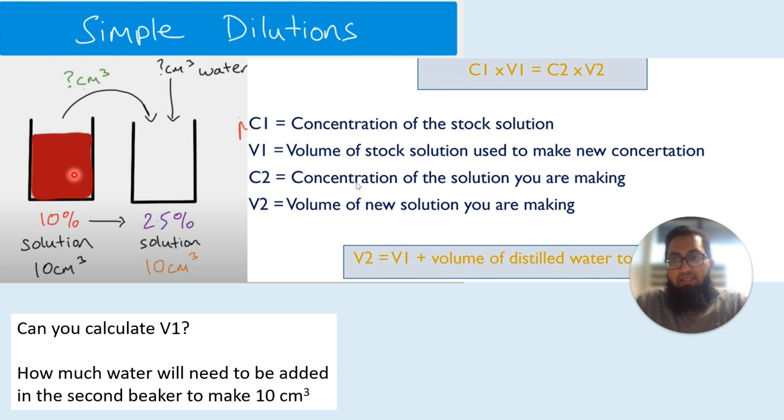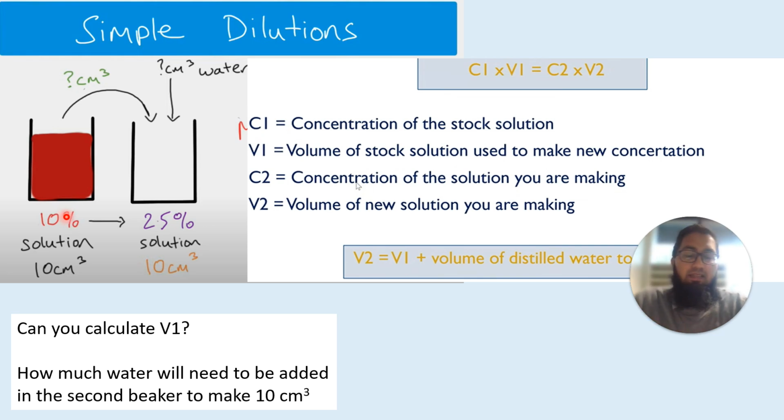So let's use my example here. This is my original stock. My concentration is 10%, right? So that's my C1, the concentration of my original stock solution. C1 is 10%.